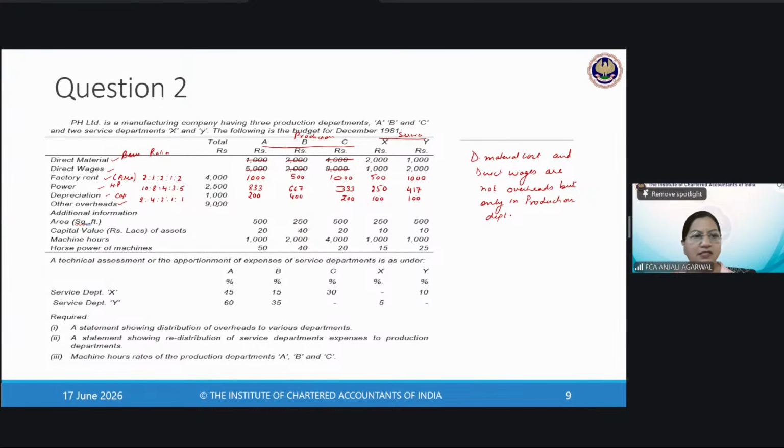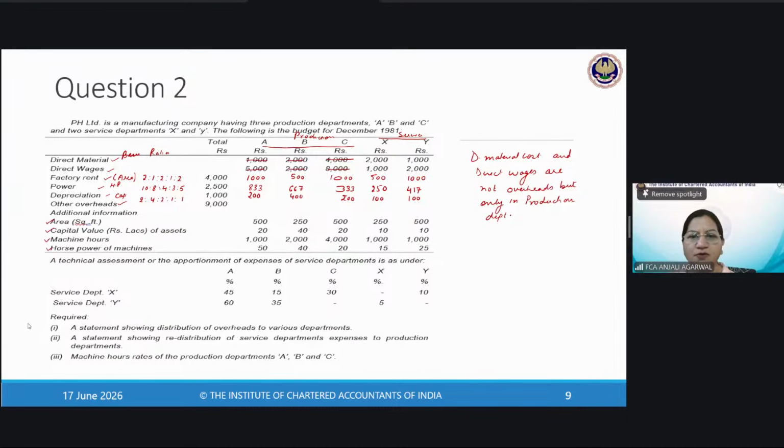And the last is other overheads. Now, if I see the additional information, I have utilized this, this, and this. On that logic also, I can take it on the basis of machine hours. And we have seen in the previous explanation also that overheads can be charged on the basis of wages, material, prime cost, labor hours, or machine hours.